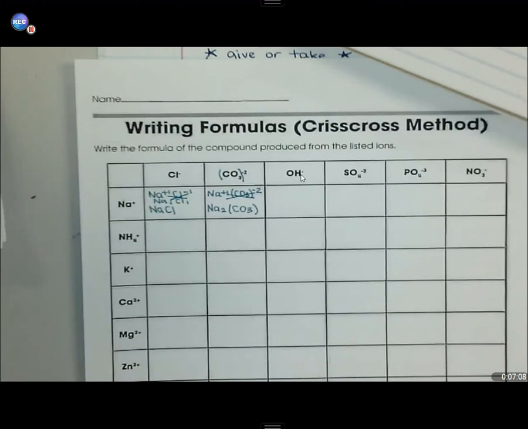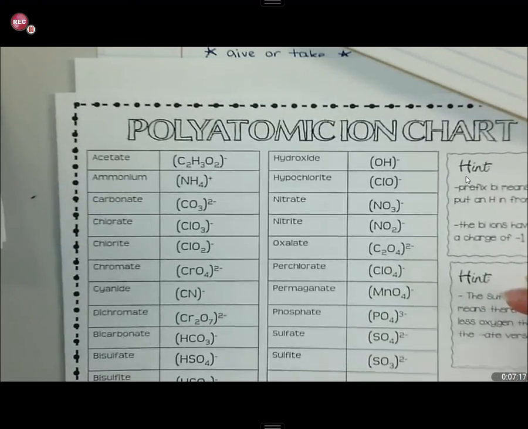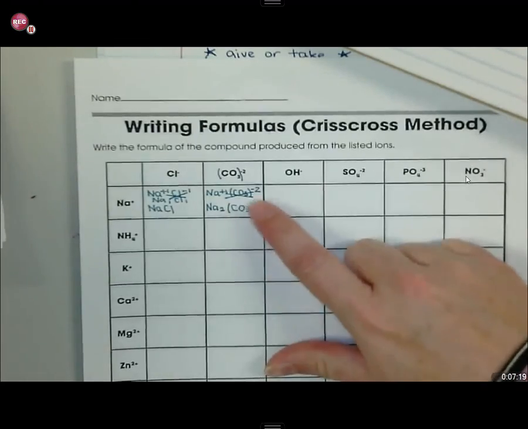This one right here is a polyatomic ion, this one's a polyatomic ion, this one and this one. So all of these remaining ones across the top are going to be on here, and you're going to have to know how to do them. So do what we did on this one right here.